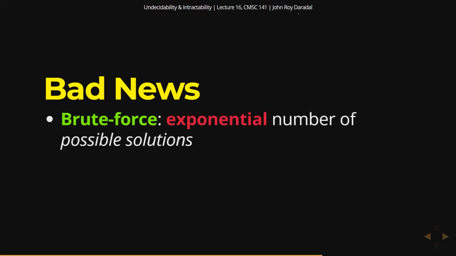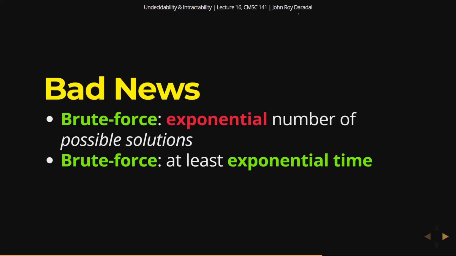Okay. So the bad news right now is that they only know the brute force way of doing things. And if they use the brute force, it has an exponential number of possible solutions, so it will take at least exponential time to run the brute force algorithm.